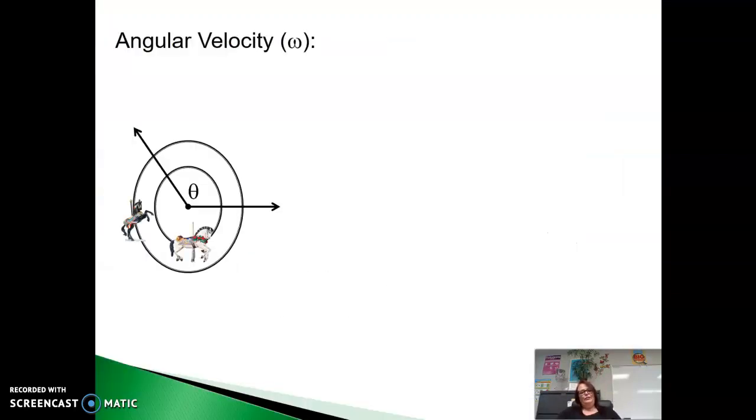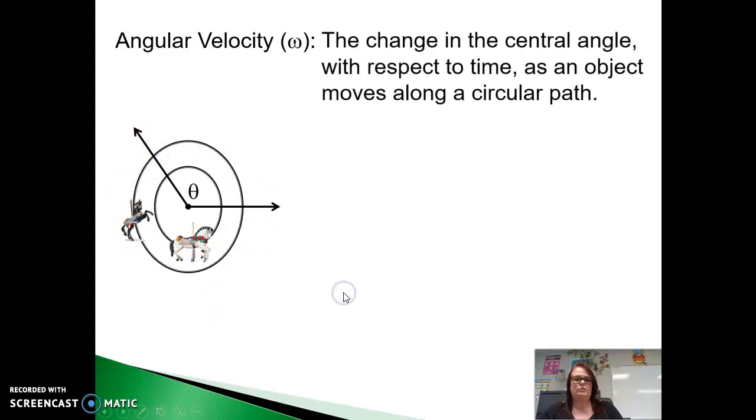All right, so angular velocity, or omega, which is a Greek letter that looks like a rounded out W, is going to be talking about the speed with which the horses travel. Remember we said the horses that are on that terminal side are going to travel the same angle all the time. Imagine a black horse on the outer track and a white horse on the inner track. No matter where that terminal side rotates, they're going to stay at that same angle measure.